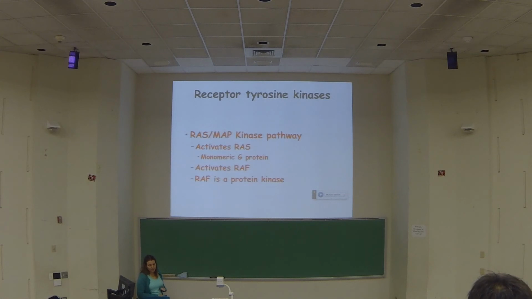For the RAS-MAP kinase pathway, we activate RAS through SOS-GRB2. Activated RAS is a monomeric G protein, in contrast to our heterotrimeric G proteins. Activated RAS activates RAF, which is a kinase, which interacts with MEK, which interacts with MAPK, which then phosphorylates transcription factors.